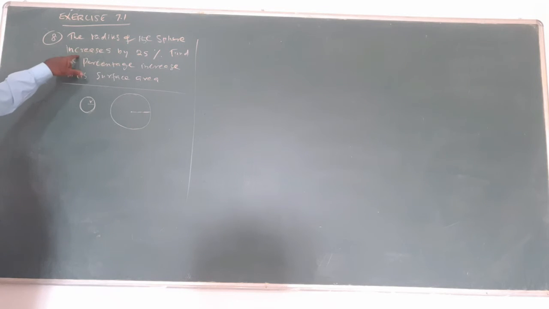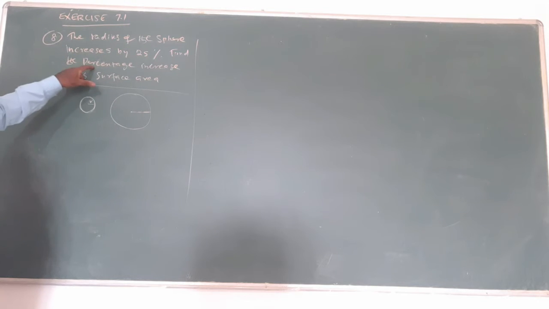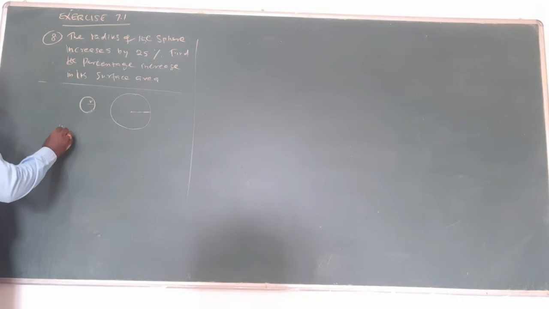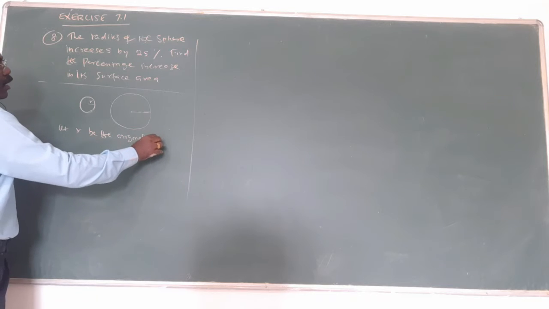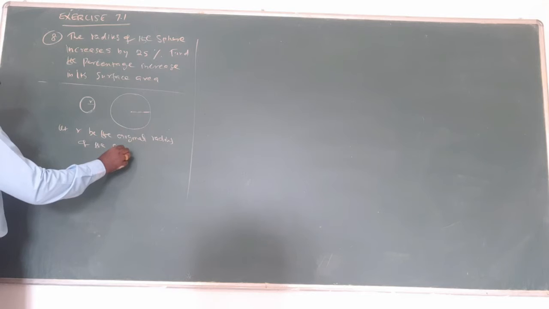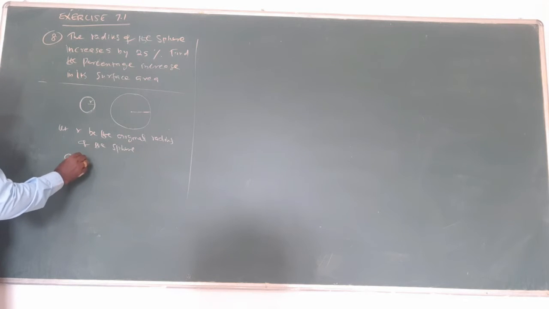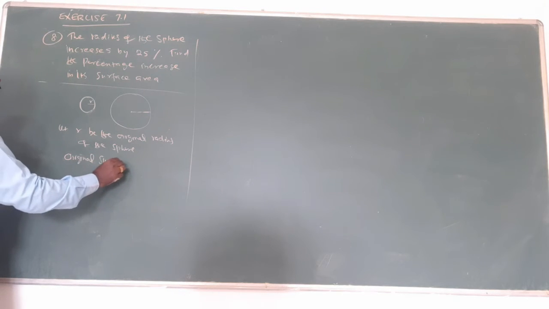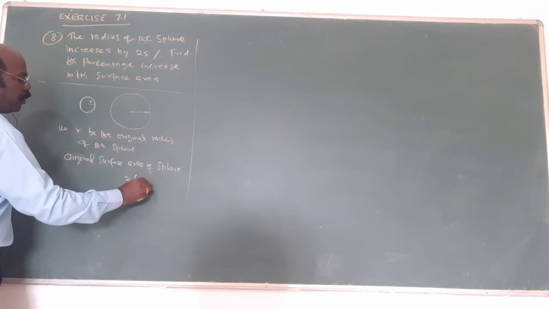The radius of a sphere increases by 25%. Find the percentage increase in the surface area. Suppose this is a sphere. Let R be the original radius of the sphere. Right? Therefore, what is it asking? The surface area. The original surface area of the sphere is equal to 4 pi r square.